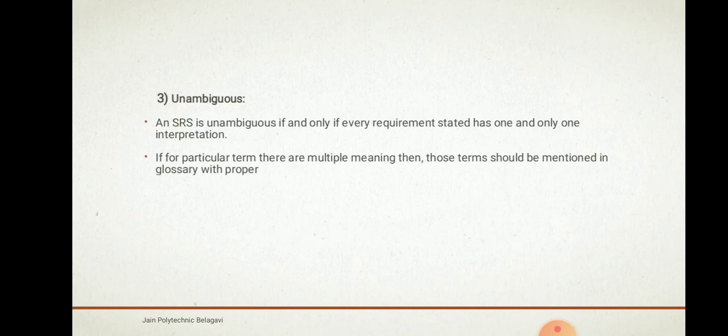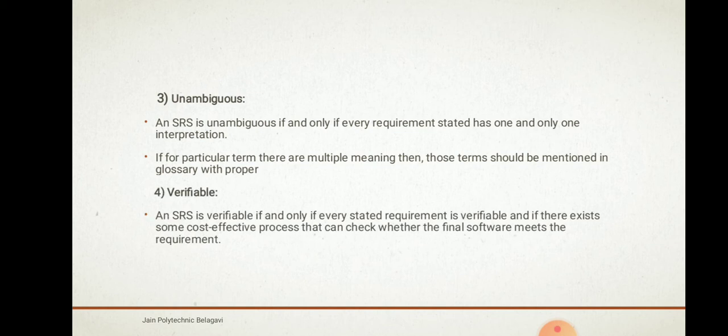Third, unambiguous. An SRS is unambiguous if and only if every requirement stated has one and only one interpretation. Unambiguous means that the contents in the SRS should not get confused with any other interpretation. If a particular term has multiple meanings, then those terms should be mentioned in a glossary with proper headings. Fourth is verifiable. An SRS is verifiable if and only if every stated requirement is verifiable, and there exists some cost effective process that can check whether the final software meets the requirement.